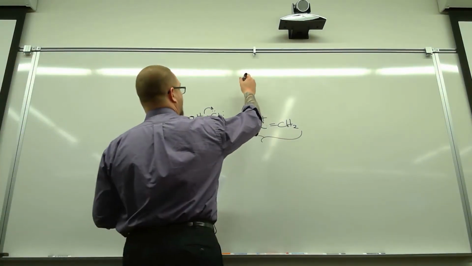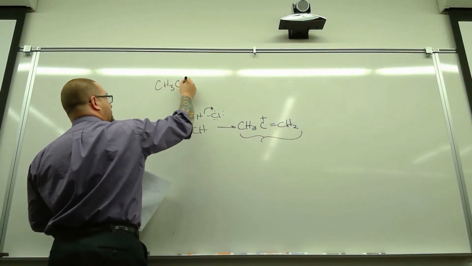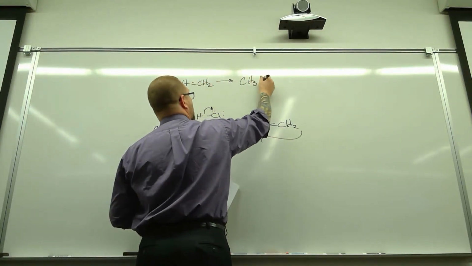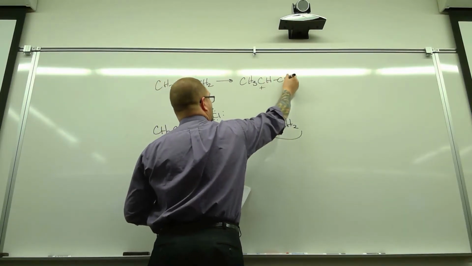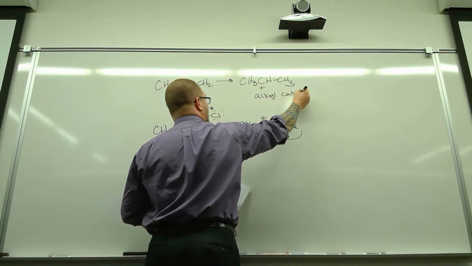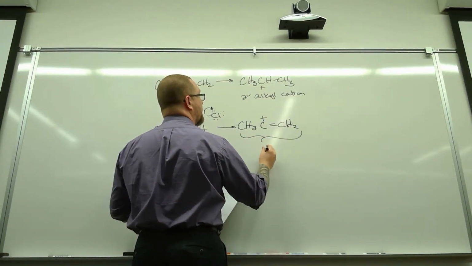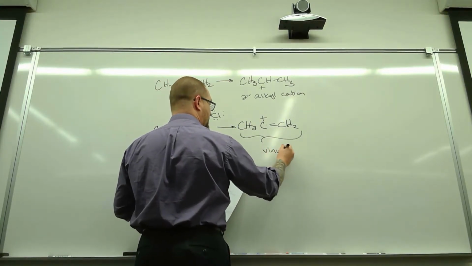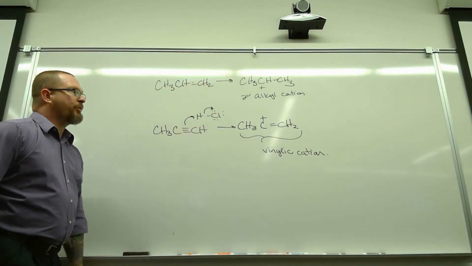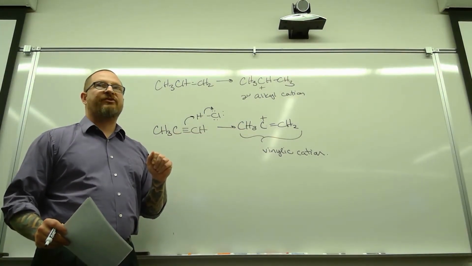This is not the same thing as what we would have had before if we were using the double bond analog. This is an alkyl cation, a secondary alkyl cation, and this is a vinylic cation. And the presence of these extra electrons next to it changes chemistry and stability.